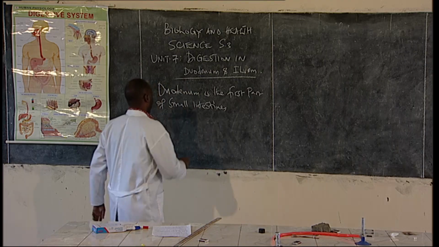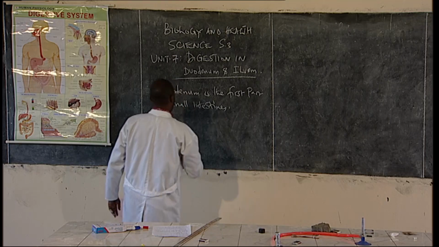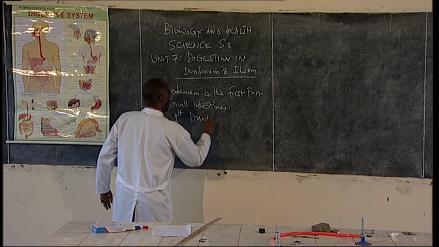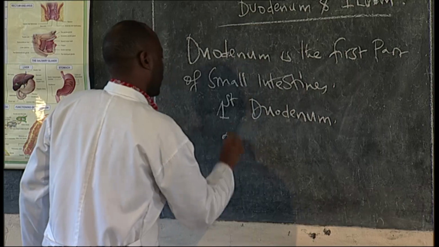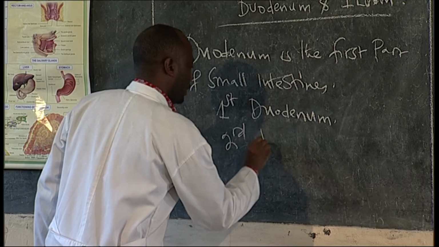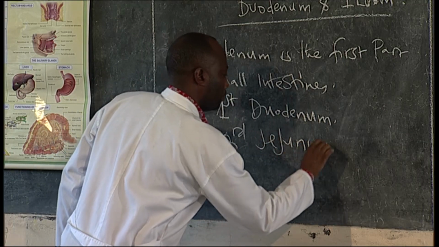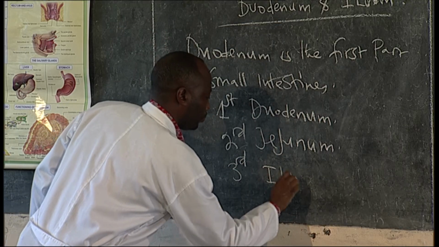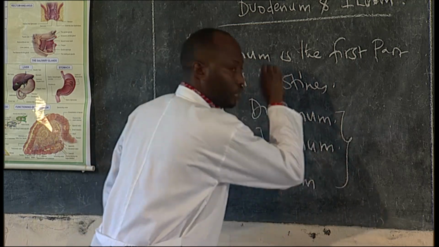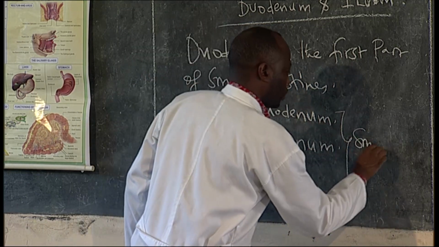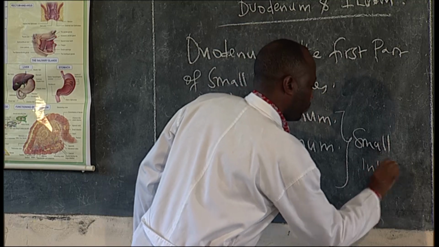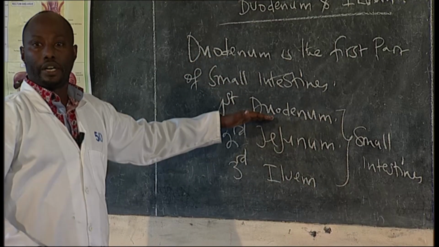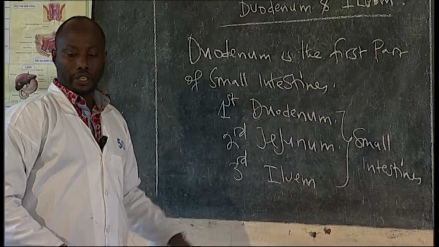We say the small intestine is made up of 3 major parts. The first one is the duodenum. The second one is the jejunum. And the third is the ileum. So these are the 3 major parts that make up the small intestine. We are going to discuss digestion in the duodenum, and then digestion in the ileum.